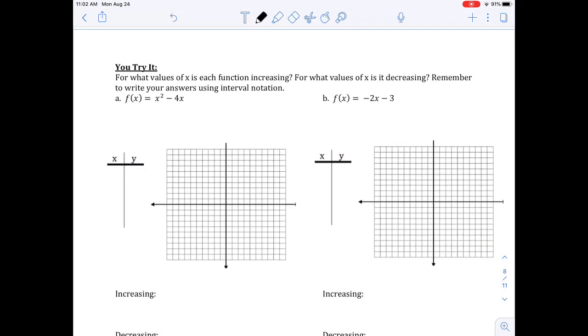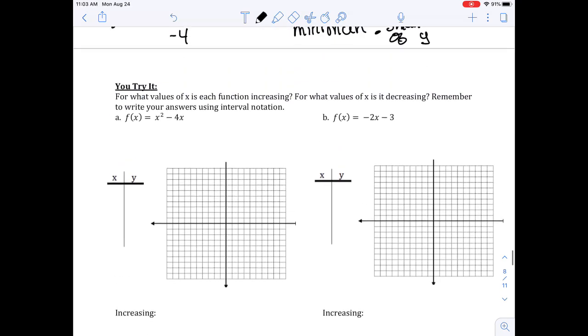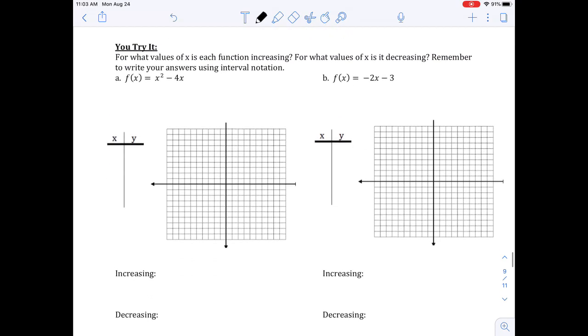Okay, we're going to do a You Try It to talk more about increasing and decreasing. Each time I do this, you can pause the video and try to graph the functions on your own. That will be helpful to practice graphing functions. Then you can rejoin me again when you want a second lesson on increasing and decreasing.